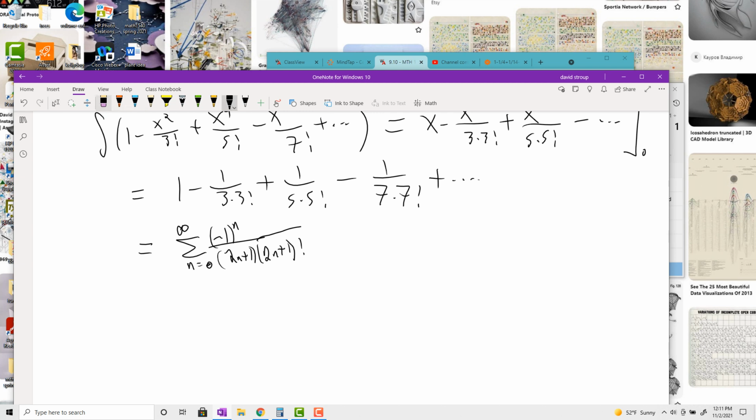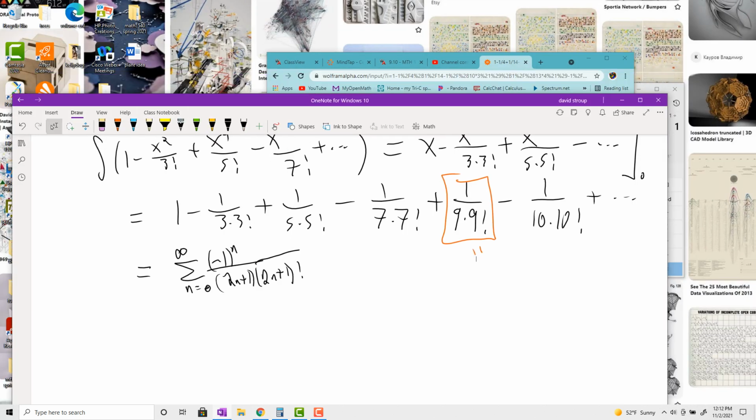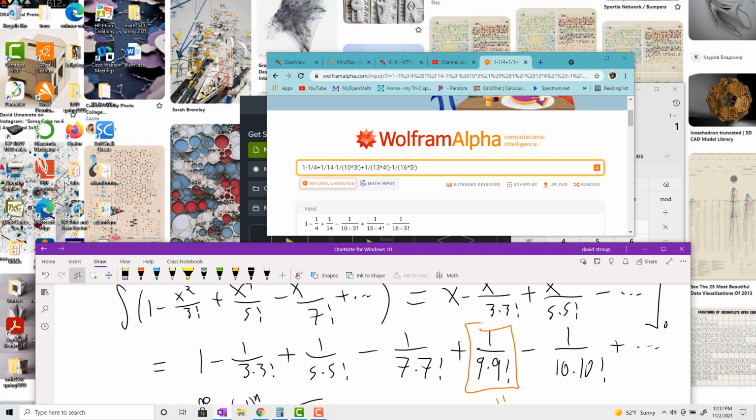You know, you have to play that game where you need the value to be less than our error. So let's keep getting a couple extra: 9 times 9 factorial minus 1 over 10 times 10 factorial. Okay, and then look at these, see how far off we are. So for that first one, what do we need? So it's 1 all over 9 times 9 factorial.